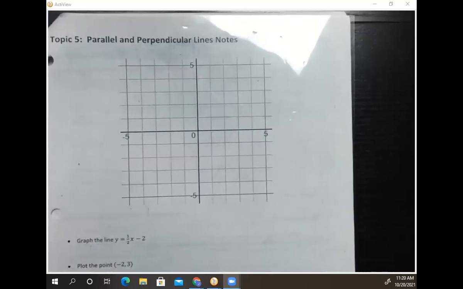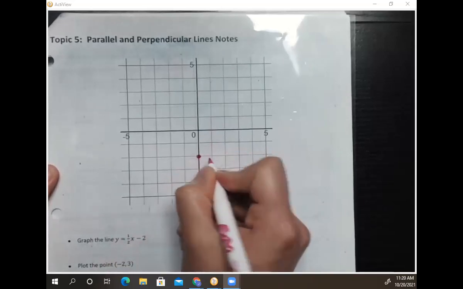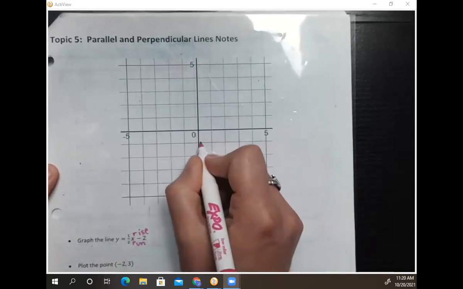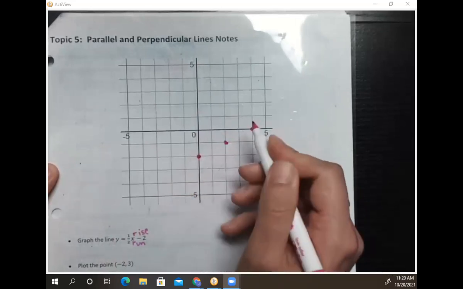So on page 117, we're going to start by graphing a line. You know how to do this. You did this a whole bunch yesterday on your quiz. I'm going to start by graphing this line. It's in slope-intercept form. My y-intercept is -2, so I'm going to plot that point. And then my slope is 1/2. Remember, slope is rise over run. So I'm going to rise 1 and run 2. Up 1, over 2. Up 1, forward 2.